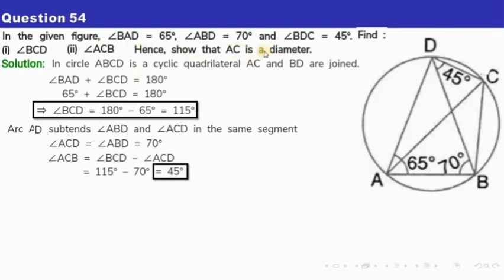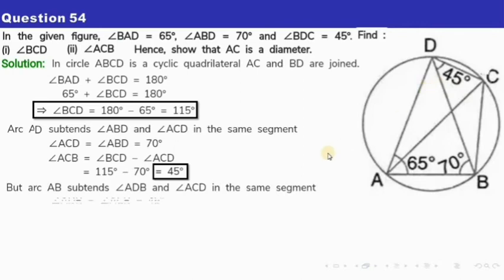Now let us try to show that AC is the diameter. So this AC is my diameter, and that's what we need to prove. Now if I show that this angle is 90 degrees, then we are done, because the angle in a semicircle will always be 90 degrees. So my aim is to prove that this angle ADC will be 90 degrees. We see that this arc AB is subtending two angles in this segment. One is ADB and another is ACB, that is this angle and this angle, so they will be equal. Now we already know that this is 45, so this will also be 45 degrees.